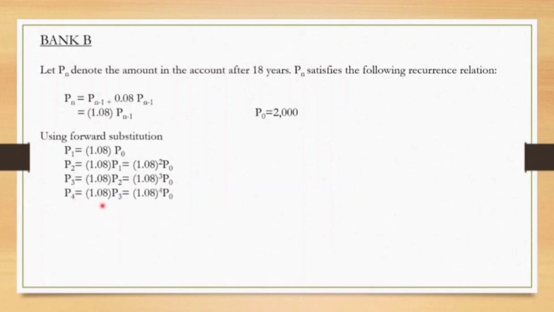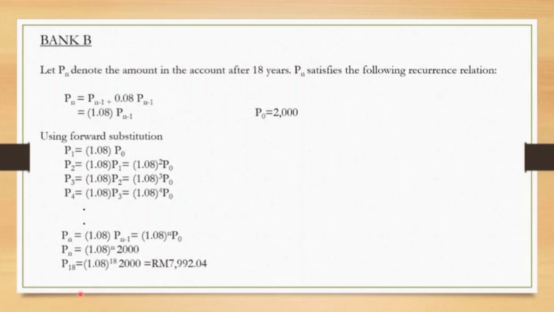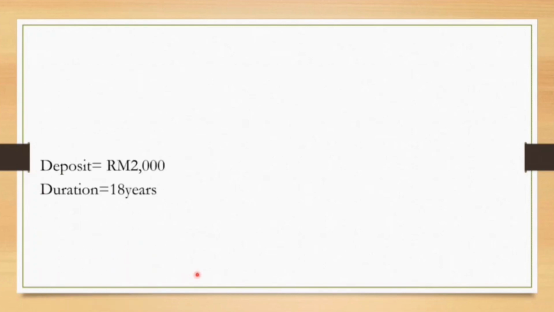P4 is equal to 1.08 times P3, which is equal to 1.08 to the power of 4 times P0. Then we have got the pattern, so we can say that Pn is equal to 1.08 times Pn-1, which is equal to 1.08 to the power of n times P0. Substituting the P0 and 18 values like just now, we will get 7,992 ringgit and 4 cents.